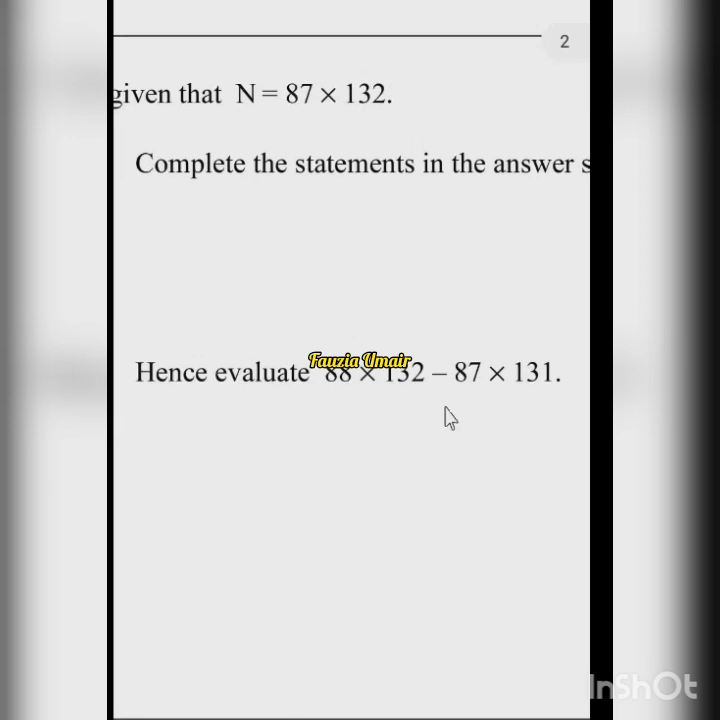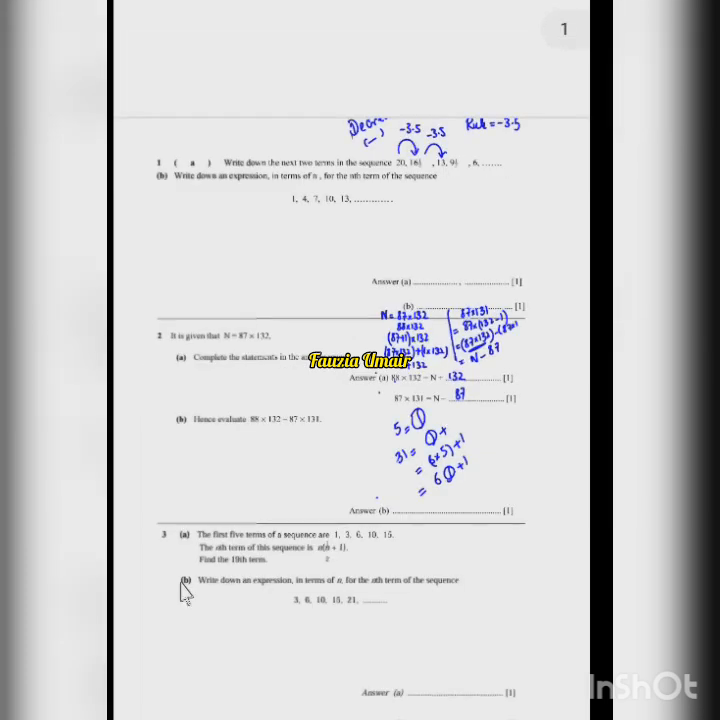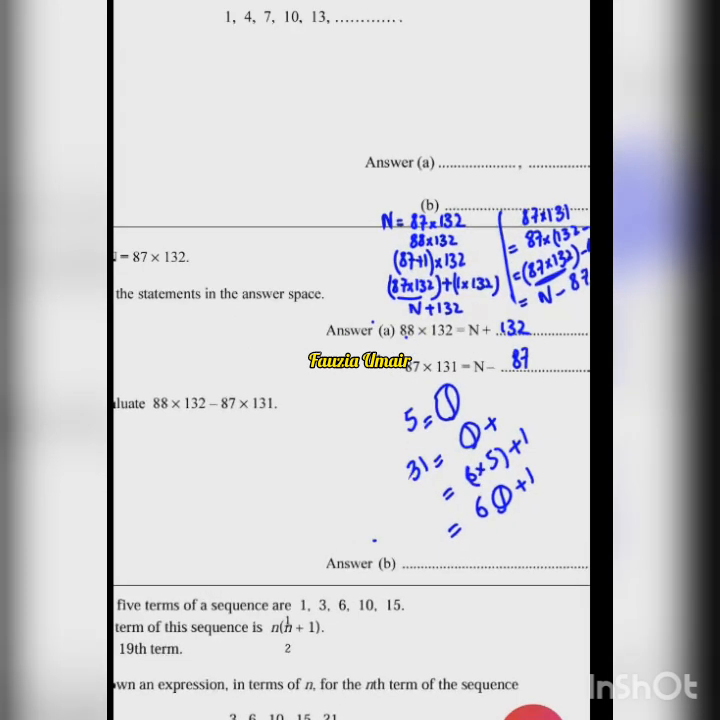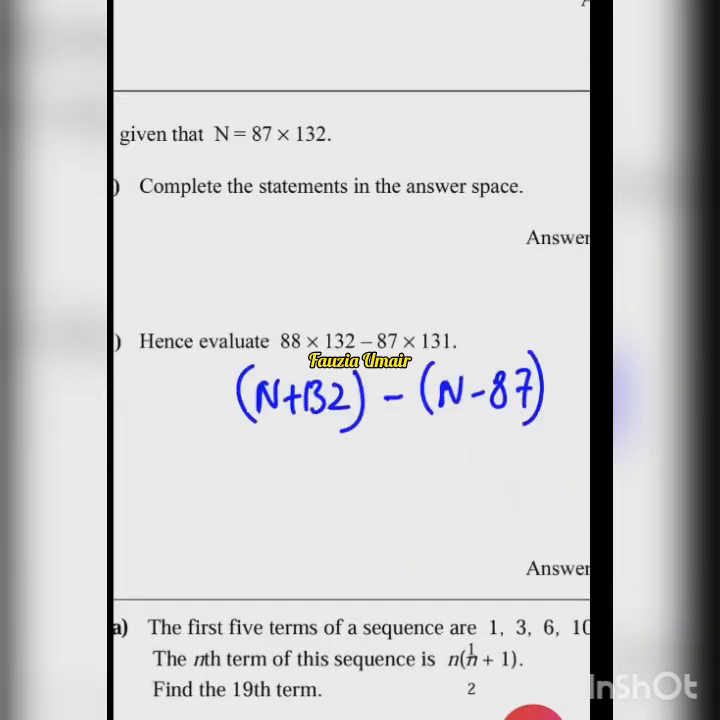ठीक है. अब उन्होंने आपसे कहा, जो आपने पहले कर लिया वो तो ठीक है. So hence evaluate 88 into 132 minus 87 into 131. अब आपने इसको सॉल्व नहीं करना, अब आपने इसको मल्टीप्लाई नहीं करना इन दोनों को और आंसर को सब्ट्रैक्ट नहीं करना, बल्कि आपने ये इंफॉर्मेशन यूज करनी है. 88 into 132 अभी आपने इवेलुएट किया है. 88 into 132 किसके बराबर है बेटे? n plus 132. 132 माइनस 87 into 131 किसके बराबर है? n minus 87. ठीक है. आर वी क्लियर?